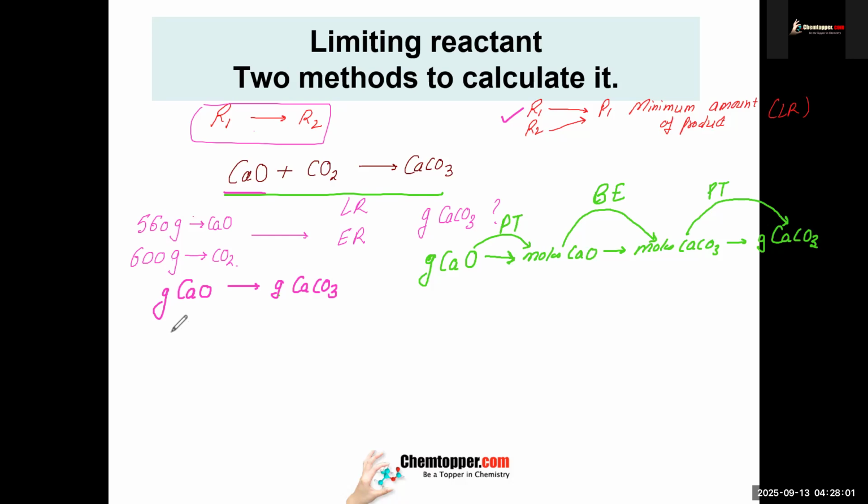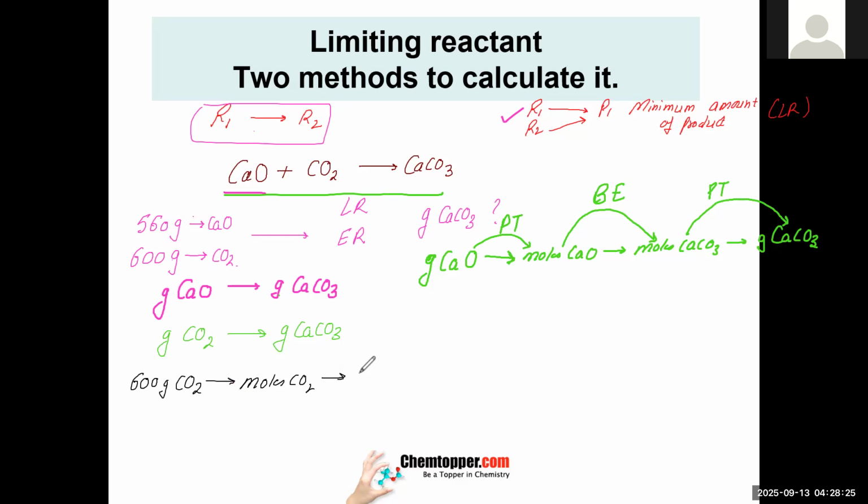Convert your grams of CO2 to grams of calcium carbonate. How are you going to do it? First find the molar mass of CO2, carbon dioxide. You will go from grams of CO2 to moles of CO2, to moles of CaCO3, calcium carbonate, because from the equation you can read the molar ratio only, and then to grams of calcium carbonate. Can you do this calculation?